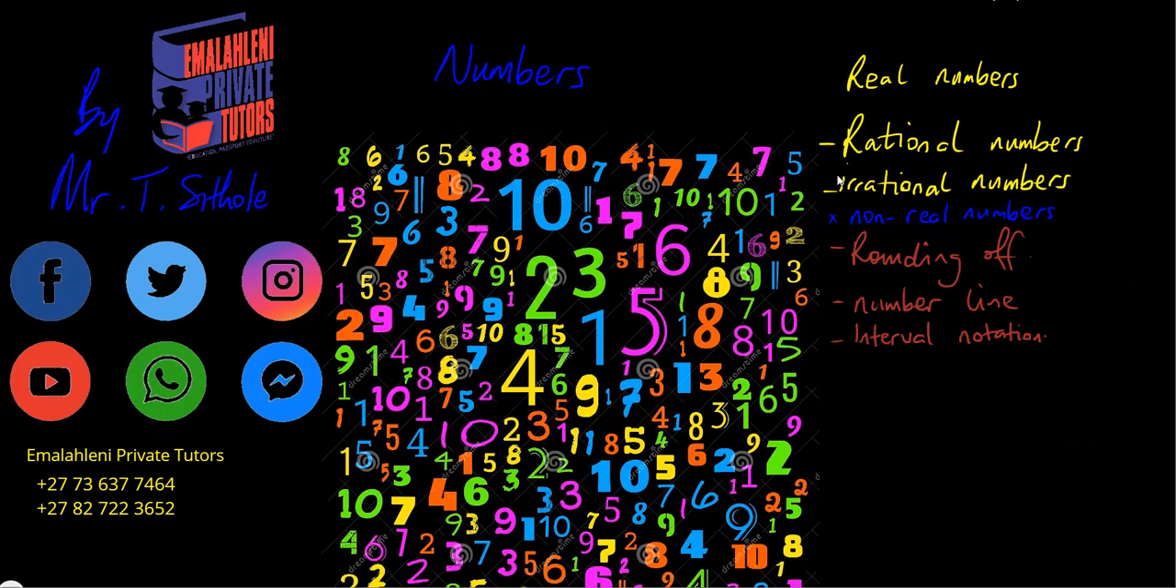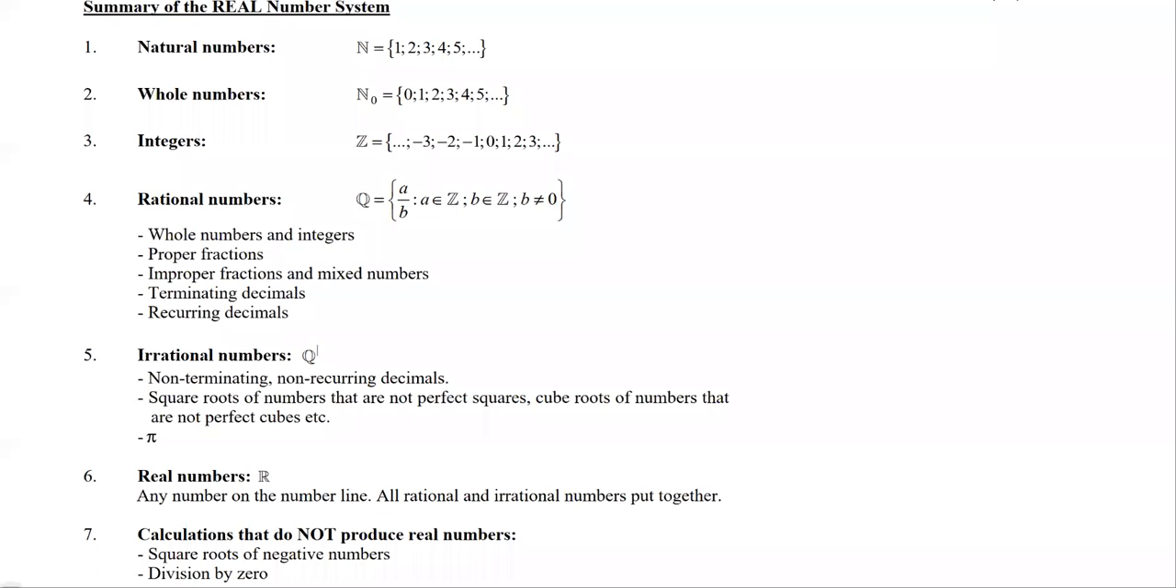So today we're going to look at grade 10 numbers, and we're going to look at the real numbers, what they are. Under the real numbers you have the rational and irrational numbers, then also you have non-real numbers. We're going to look at that. Then we also want to know how we round off, the number line and interval notation. Okay, let's get to see what's going on here.